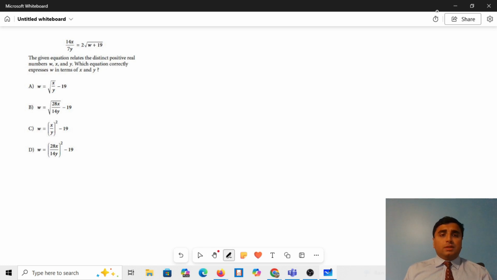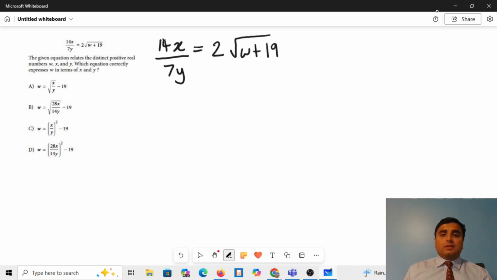Okay, cool. So let's write down this equation first. Let me write up here. 14x over 7y is equal to 2 times the square root of w plus 19. And from this equation, we have to write w in terms of x and y.